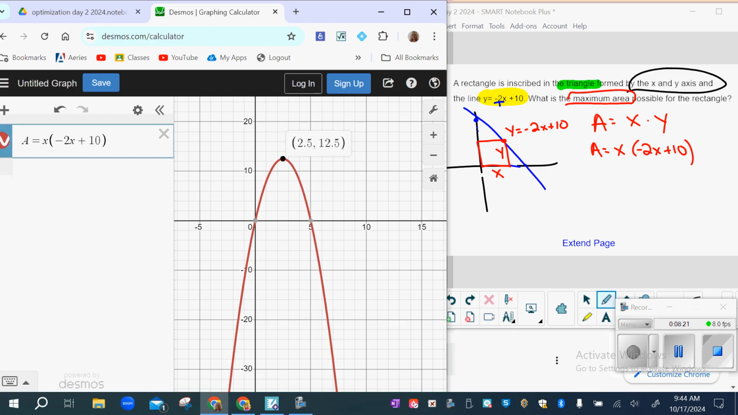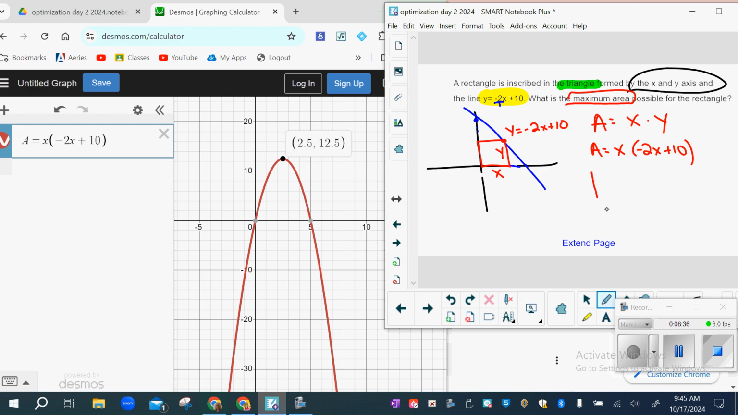Boom. Guess what? We're done. Because all this problem wants to know is, what's the max area? And what is the max area? 12.5. This guy right here. 12.5. If I wanted to give the x and y coordinates, what is the x coordinate? 2.5. X is equal to 2.5.